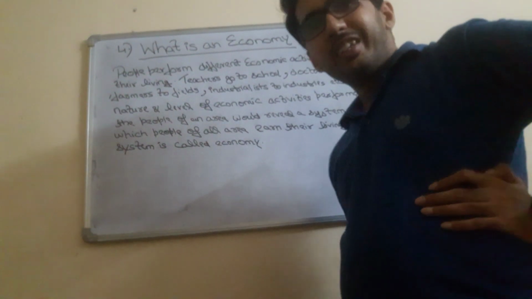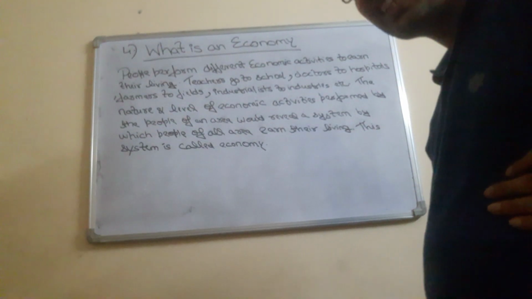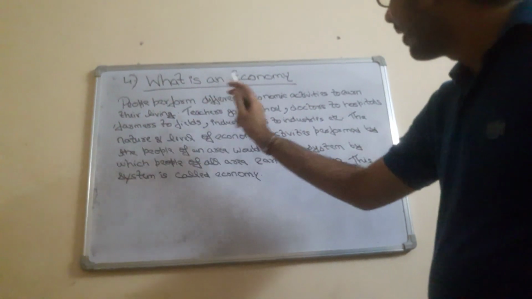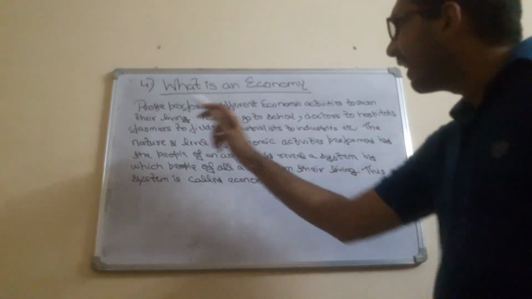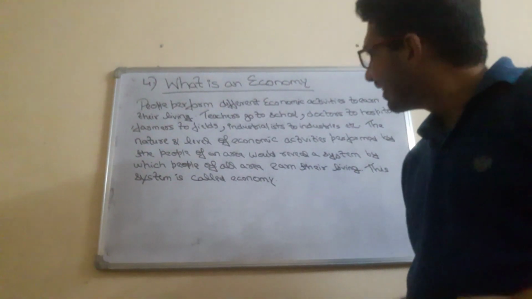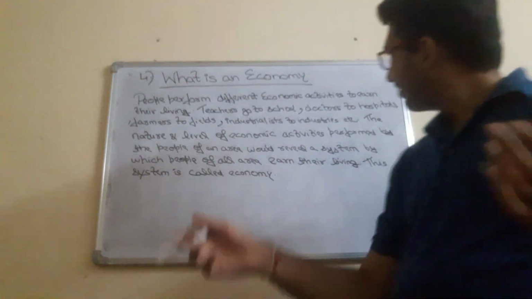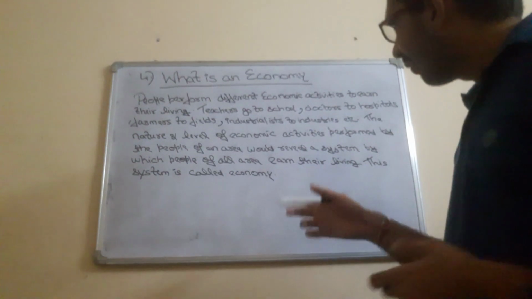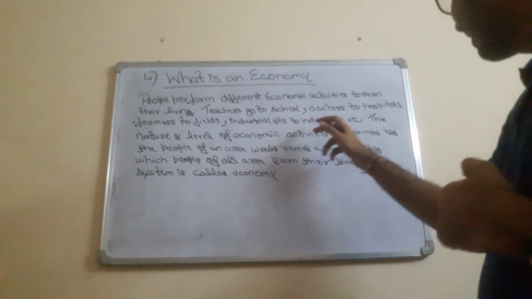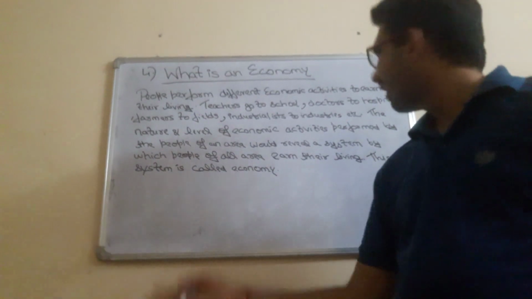So our fourth topic is what is an economy. As I told you before, we live in an economy. So let's go with the definition and understand how we live in an economy. People perform different economic activities to earn their living, to earn their livelihood. What are economic activities basically? Let's go with an example. Teachers go to school to earn, doctors go to hospital, provide their services and earn, farmers go to field, and industrialists to industries. All of these people earn their livelihood through working.